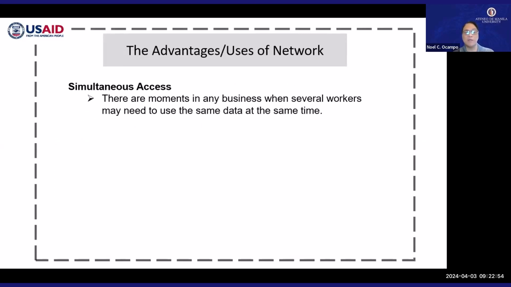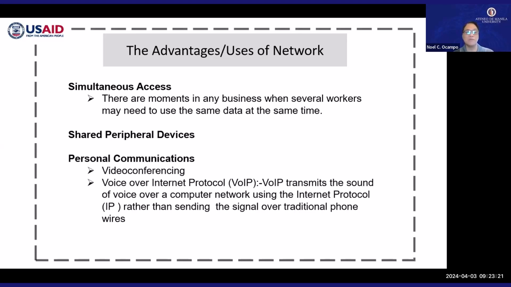So what are the advantages of using the network or the LAN connection? There are moments in any business when several workers may need to use the same data at the same time. So it's advantageous that you are all connected via a single VPN network or a corporate network. You can share peripheral devices, right? For example, printers.